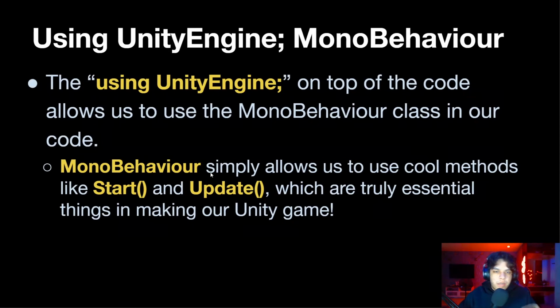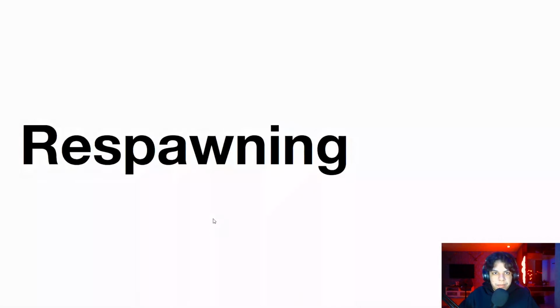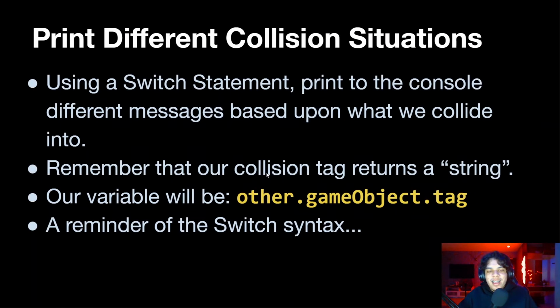Okay, and that's what's mentioned here. We can basically use start methods and update method, which is truly essential for making our Unity game. So before we actually start anything, sorry, I think I've been ahead of myself. Let's actually start using our collision situations.